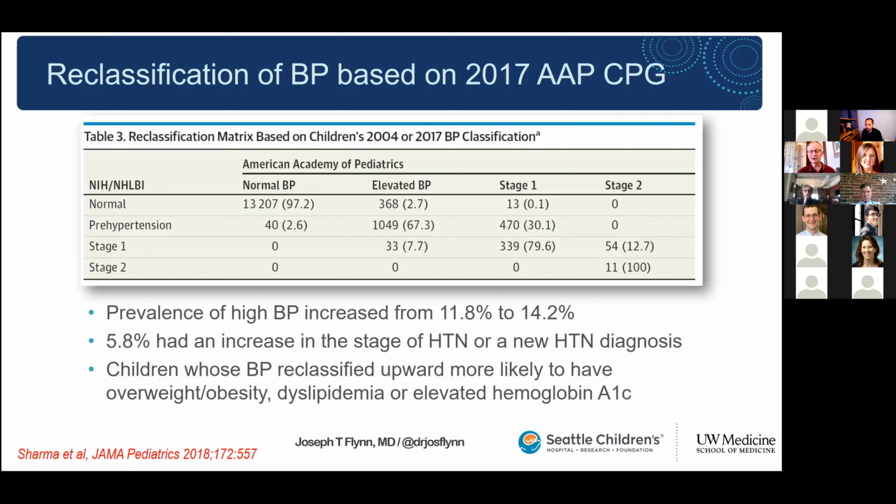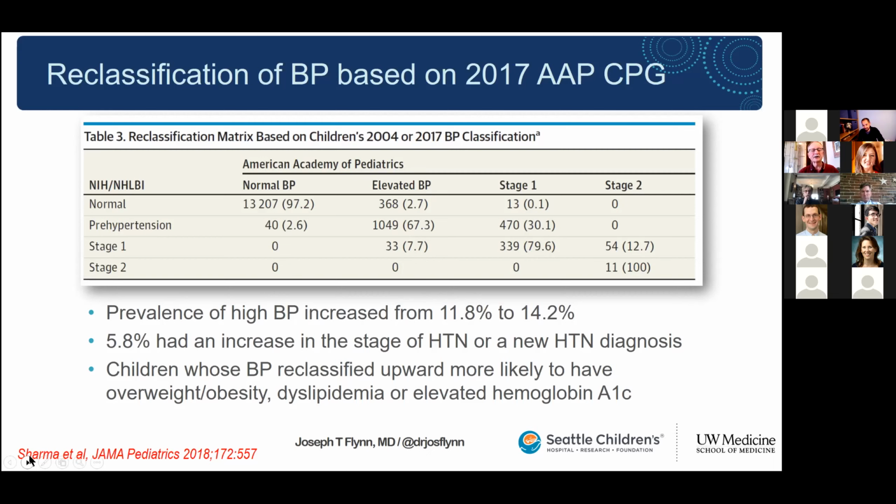And of those who were reclassified upward, a lot of them had overweight, obesity, abnormal lipids, or abnormal glucose metabolism. And so these are all known additional cardiovascular risk factors. So the guideline seems to be pretty good at picking out children who had elevated cardiovascular risk.